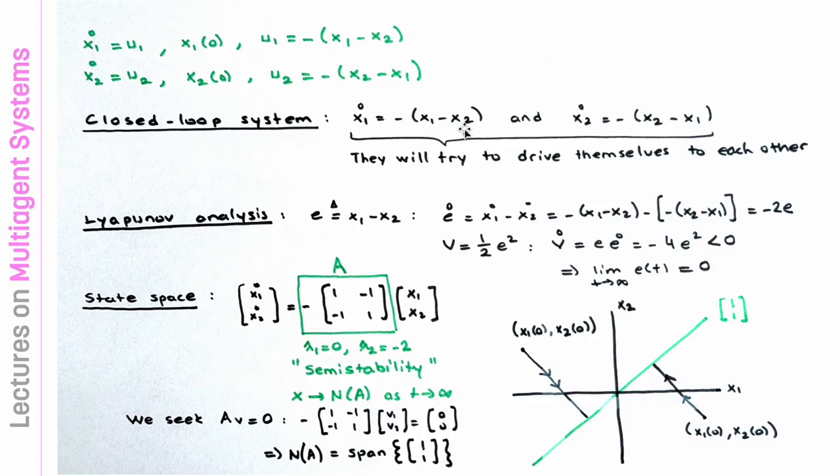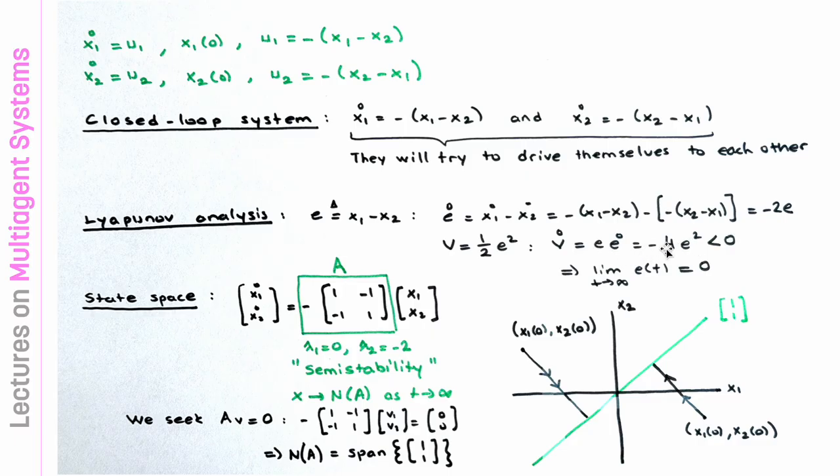x1 dot is minus x1 minus x2, so minus e coming from the x1 dot, and minus x2 dot, so this is the x2 dot, minus x2 minus x1, which you can write as x1 minus x2, so this is like e. And if you have e with a minus sign, you have another minus e, so minus 2e. So V dot becomes e dot, and e dot is minus 2e.